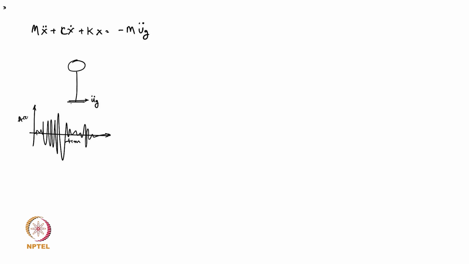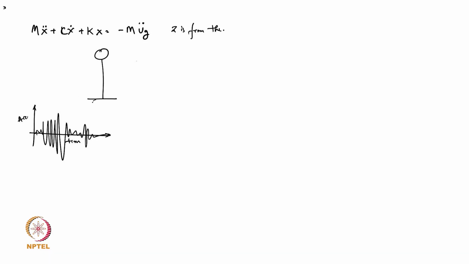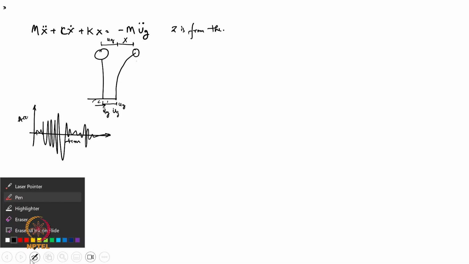So what is exactly happening at the base? That is my structure, that was my main system. Once it is hit by the earthquake, ug dot, it gets shifted by the amount ug. So this also gets shifted by the amount ug automatically, and then it starts deflecting. So that is my x. Okay, no doubt on that.